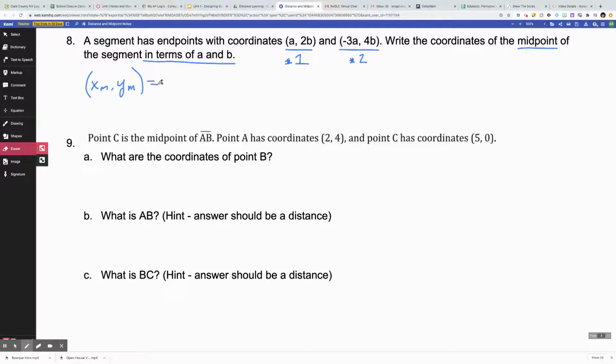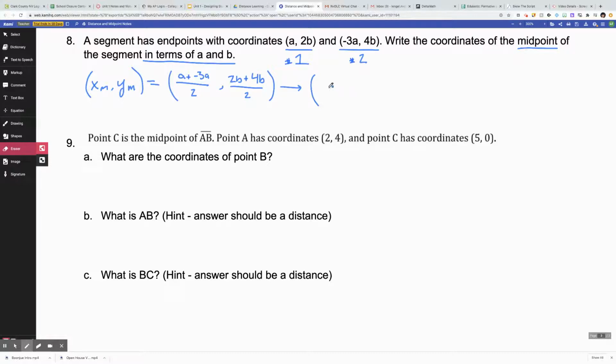All right, and I'm going to plug those into my midpoint formula. So I have x1 is a plus x2 is -3a divided by 2, comma, y1 is 2b plus y2 is 4b divided by 2. All right, so first thing I need to do is combine my like terms, which I can do because I have a and a here for x.